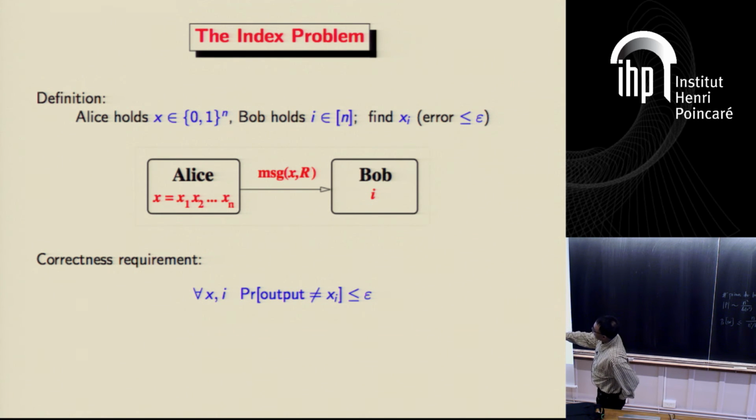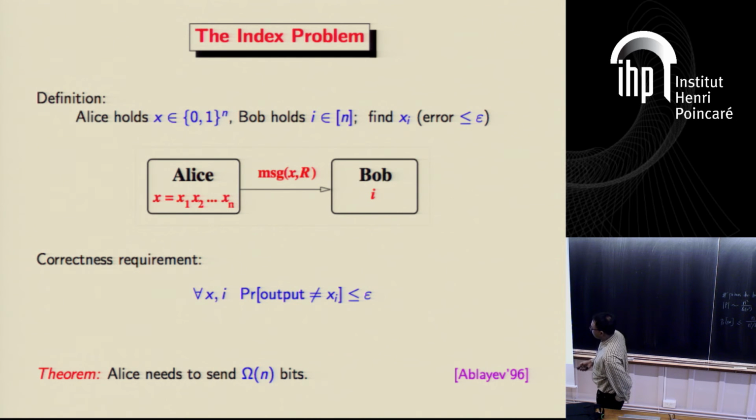In the index problem, Alice has n bits, Bob has an index from 1 up to n, and the goal is to find the bit indexed by i, x_i, where Alice's string is x and Bob's index is i. The usual correctness requirements apply. We're going to consider the general epsilon error case rather than just the 1/3 error case, because it'll be interesting to work out the dependence of the complexity on the error. The theorem due to Ablayev is that Alice needs to send Omega(n) bits to enable this.